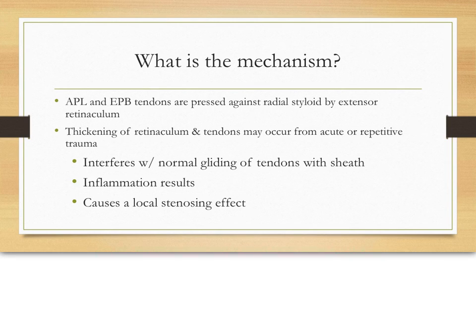To go a little further into depth, the mechanism of DeQuervain's includes the APL and the EPB tendons being pressed against the radial styloid by the extensor retinaculum. So, if we were to look at where the hand looks like, with a really great picture there, this being the thumb, the patient would complain of pain near the radial styloid. This is caused by thickening of the retinaculum, and the tendons may inflame due to acute or repetitive trauma. This can interfere with the normal gliding of the tendons within the sheath, and this can eventually result in a local stenosing effect.